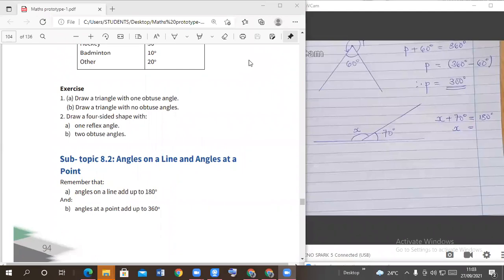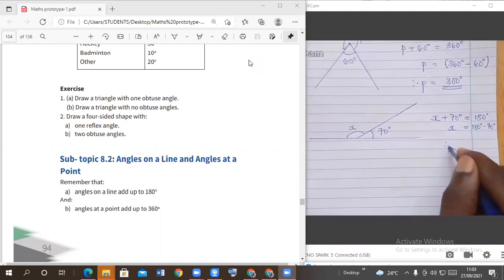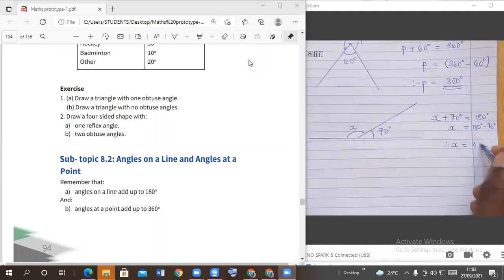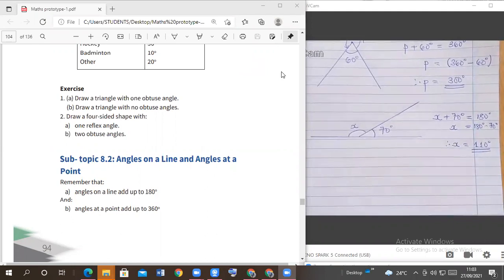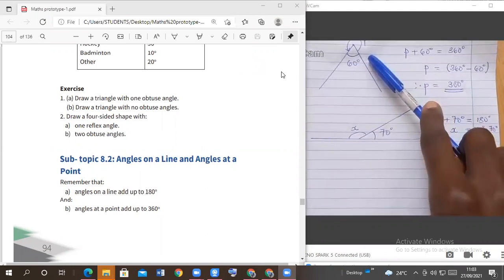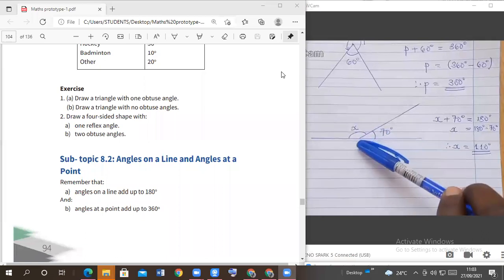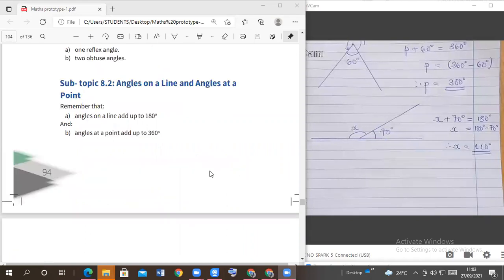Yes. Can we continue? So what will be this angle now? It will be 180 minus 70, which means therefore our x is equal to 110 degrees. Right? So which property have we used? We have used angle property, angle at a point. Here we have used angle in a straight line. Take note of that.